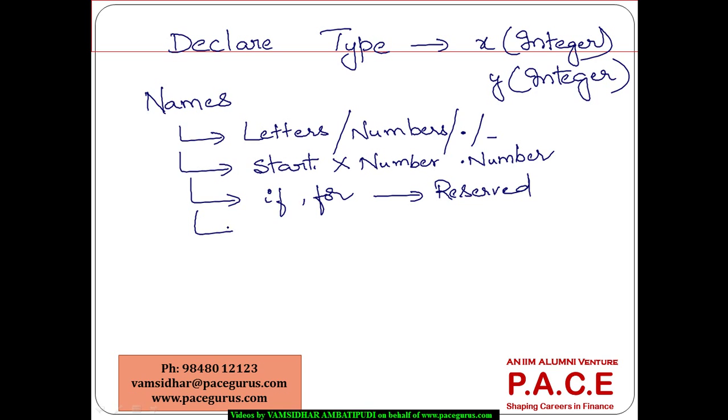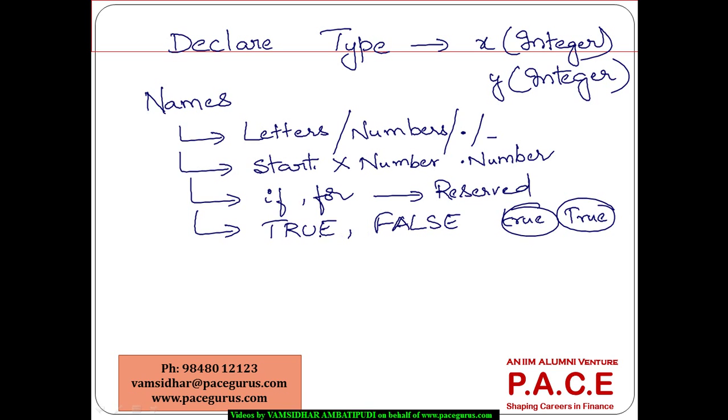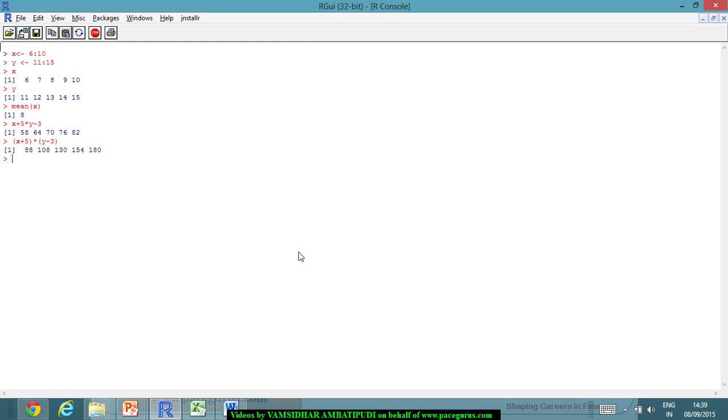Similarly, there are a few things like TRUE, FALSE, all capitals. They are all reserved. Probably I could have used true in all smalls, or probably a mixed case. These are all available. Only these two are not available. These are all reserved.